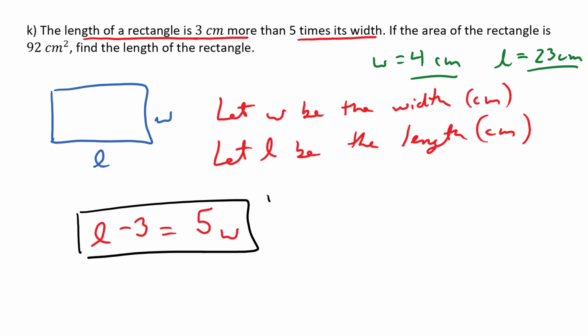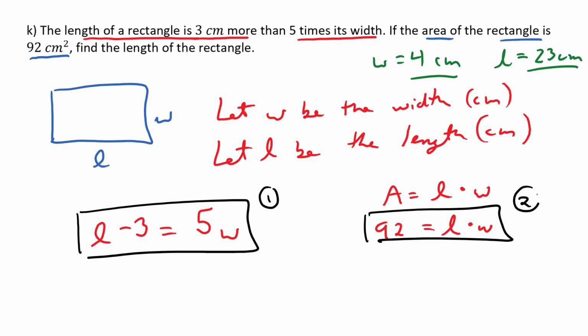So here is equation 1. What's my next equation? The area of the rectangle is 92 centimeters squared. So my area is equal to my length times my width. What is my area? My area is 92 centimeters squared. Length times width.